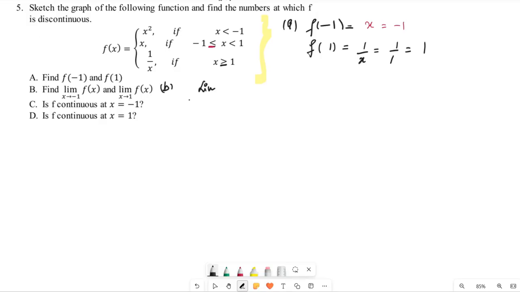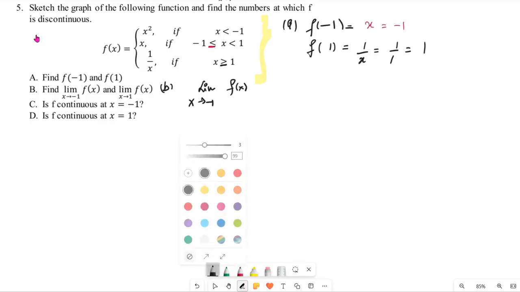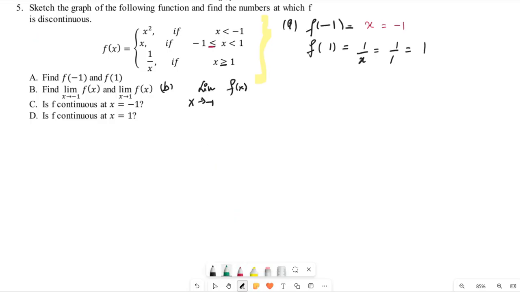We need to find the limit as x approaches -1 of the function. Remember, whenever we have a piecewise defined function and we need to find a limit at a value where the function is splitting, you see at these points the function is splitting, then you always need to first find the left limit and the right limit. Then only you can tell the actual limit. So let's talk about that.